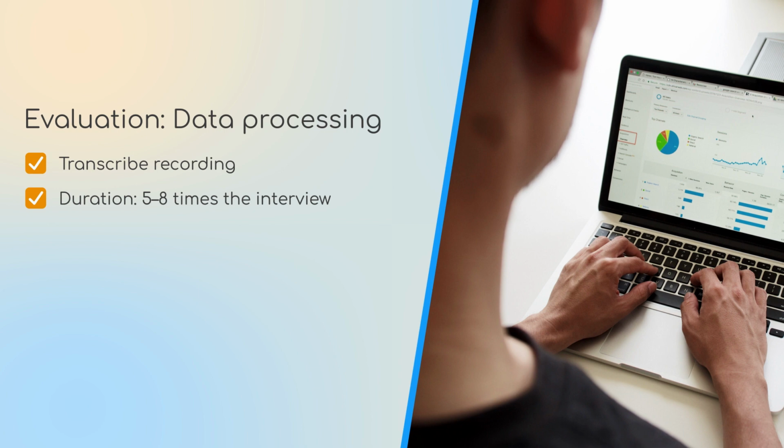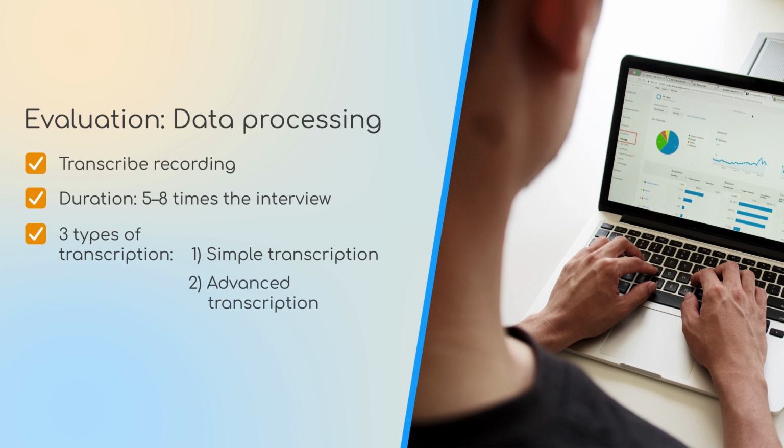Therefore, plan enough time. 3 types of transcription are distinguished: simple transcription, advanced transcription, and complex transcription. While in the simple transcription only the actual spoken word is transcribed, in the advanced transcription also gap fillers, stresses and emotional expressions are taken into account. In the complex transcription, pauses in speech, inhalation and exhalation, and in certain cases speech rate and pitch are also marked. Which form you should use depends on your particular research project.